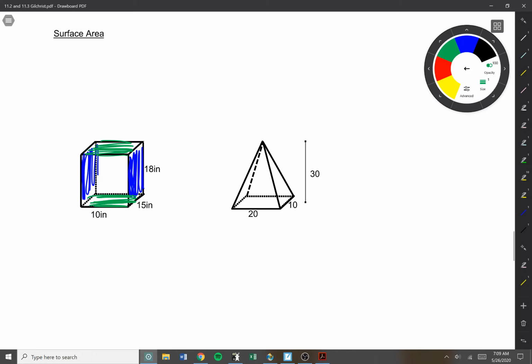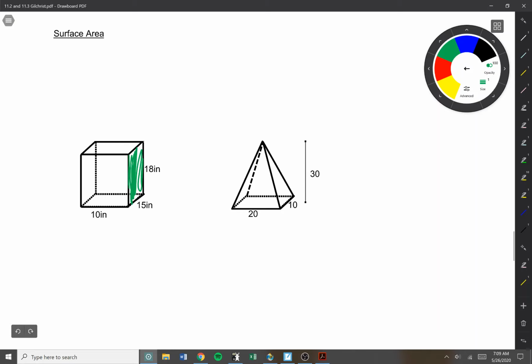There are 6 faces, but each face has a congruent pair. Left, right, top, bottom, side, side, front, back, I'll say. Left, back, left, right, top, bottom, front, back. So to find the surface area of this, it's going to involve finding, say we did this side first.